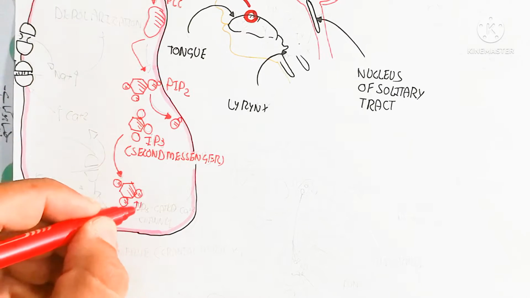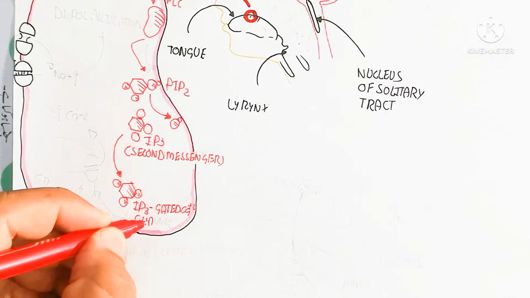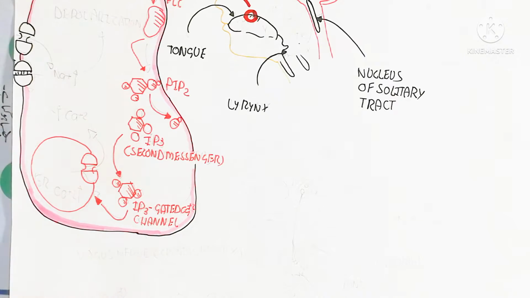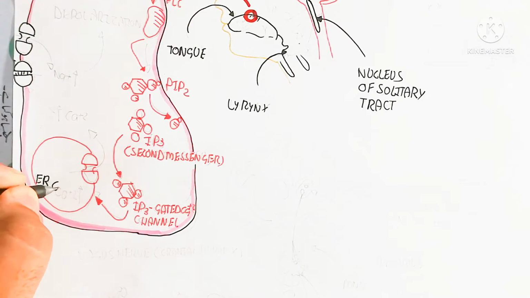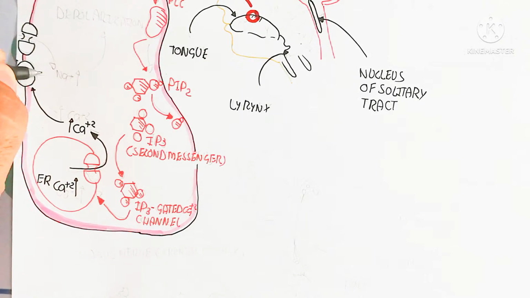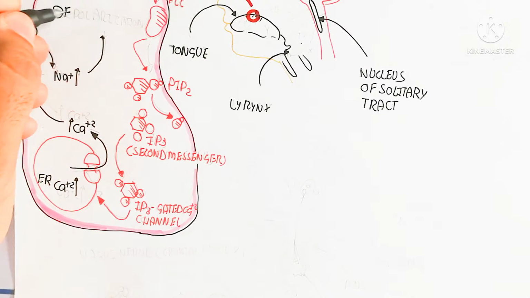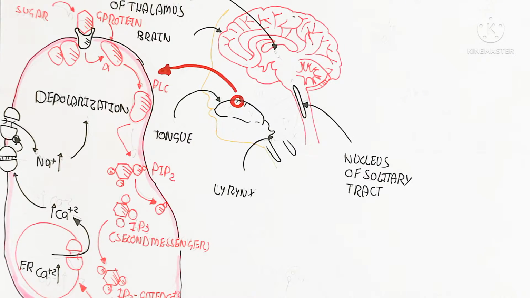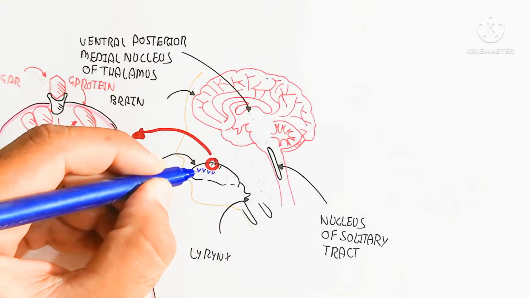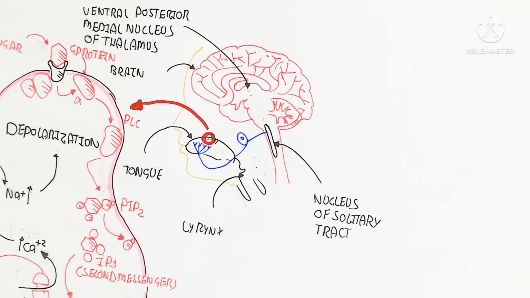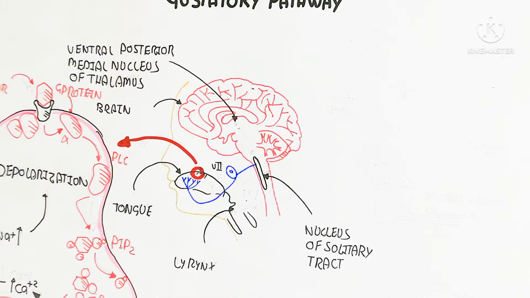and this is the second messenger, inositol triphosphate, from phosphatidylinositol bisphosphate. When IP3 is formed, the IP3-gated calcium channel will trigger the endoplasmic reticulum to efflux calcium from inside the endoplasmic reticulum into the cell cytoplasm. So the calcium channel will open, calcium will influx, which will lead to depolarization of the cell, and the signal will go from the sensory neuron toward the brain.